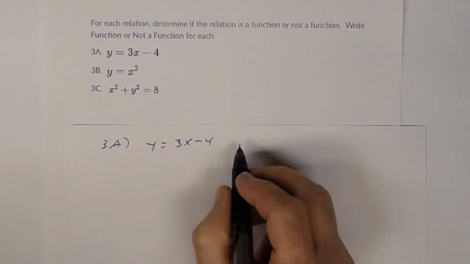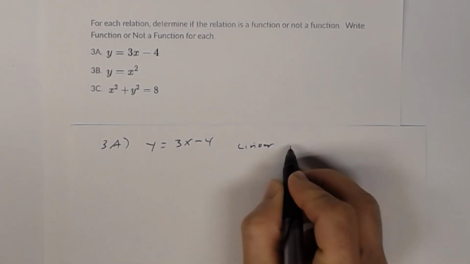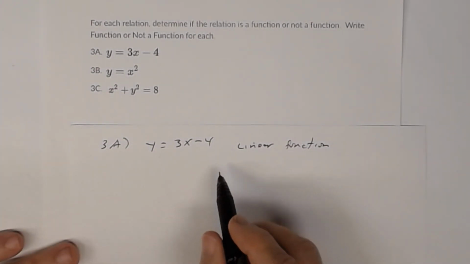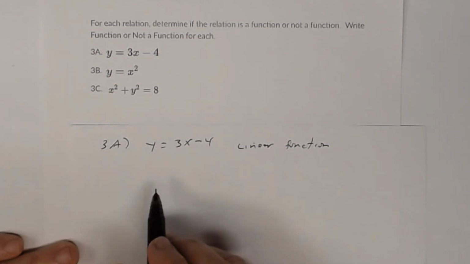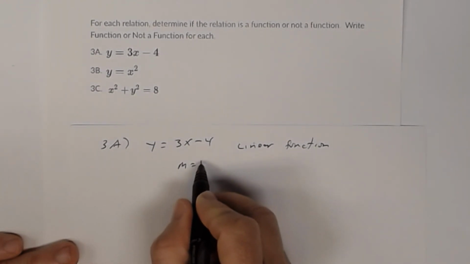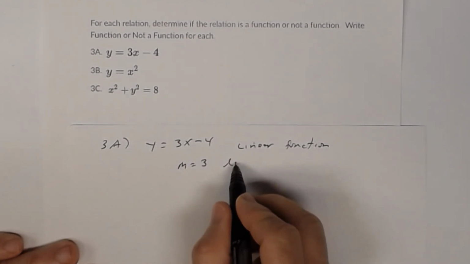Well, notice this is a linear function. And so the graph of a linear function is a line. This is a line, and notice the slope is 3. So notice the slope is 3. And so that means the line rises.